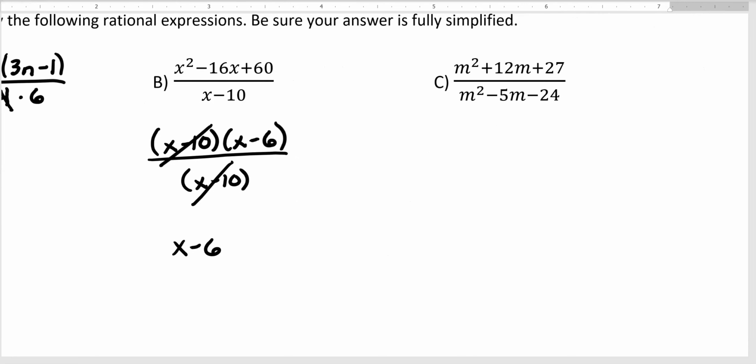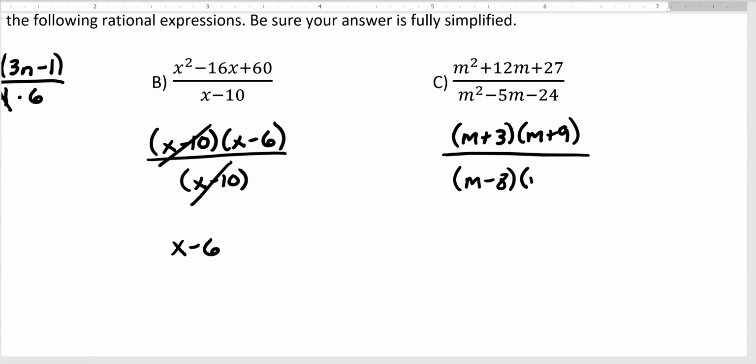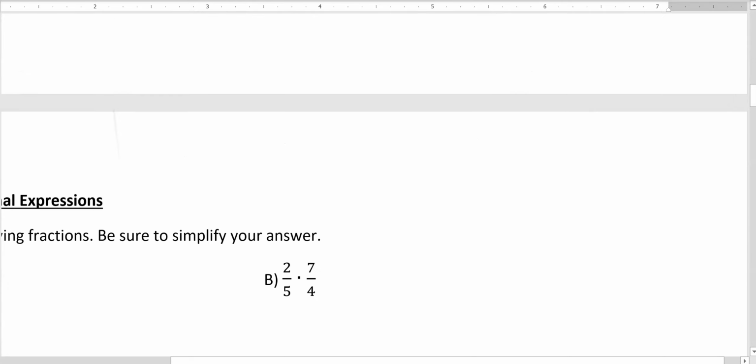Looking at letter C, m squared plus 12m plus 27. That would be m plus 3 times m plus 9 over m squared minus 5m minus 24. That would be m minus 8 times m plus 3. Well, look here. The m plus 3 is a common factor. I can divide it out. I'm left with just m plus 9 over m minus 8. And that's how we simplify rational expressions. We're just dividing out common factors.